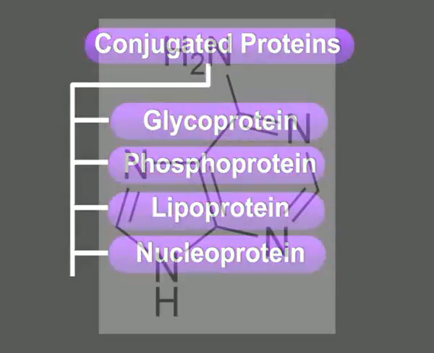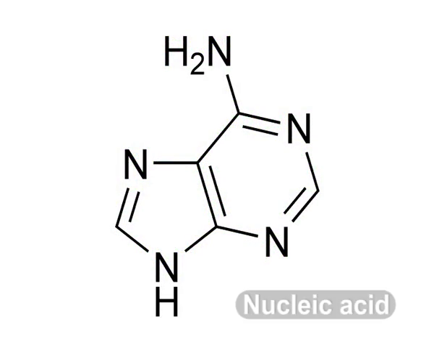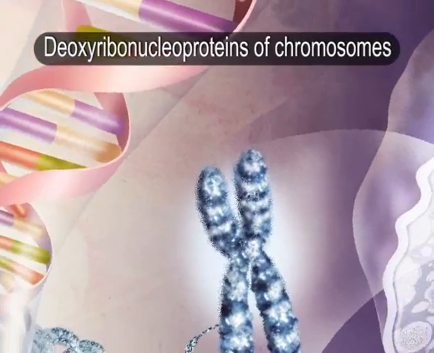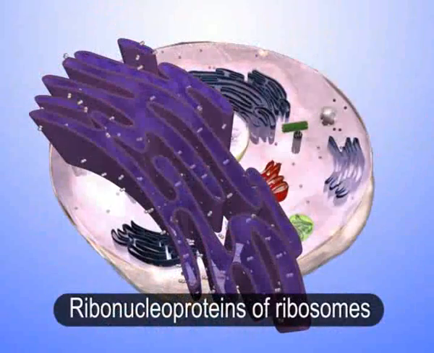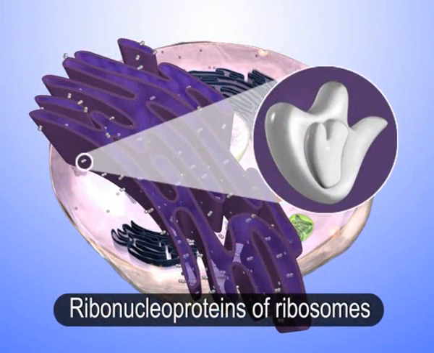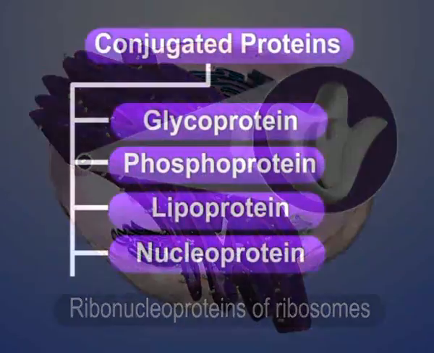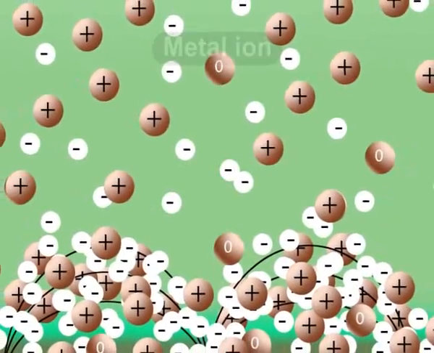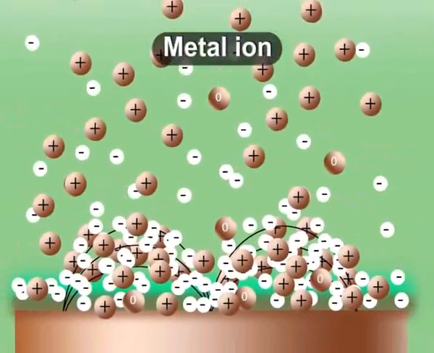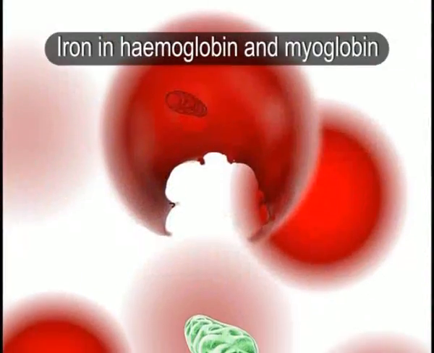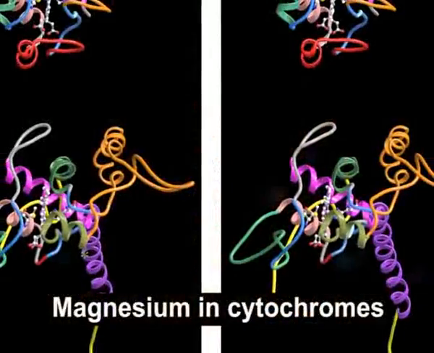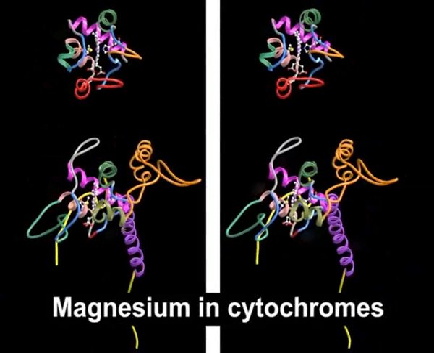Nucleoprotein. Prosthetic group is nucleic acid. Examples are deoxyribonucleoproteins of chromosomes and ribonucleoproteins of ribosomes. Metalloprotein. Prosthetic group is some metal ion. Examples are iron in hemoglobin and myoglobin, copper and magnesium in cytochromes.